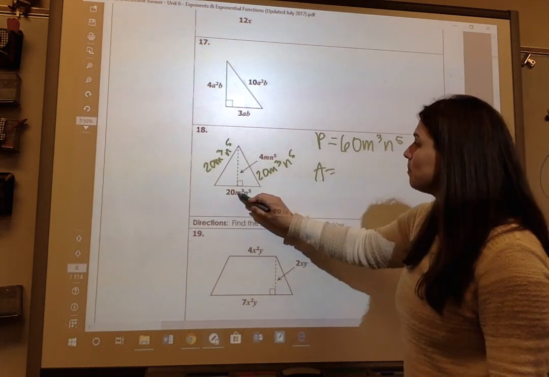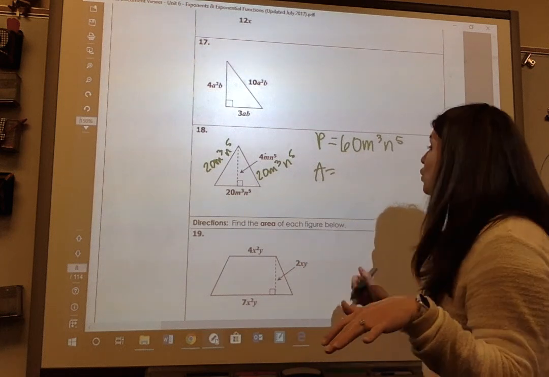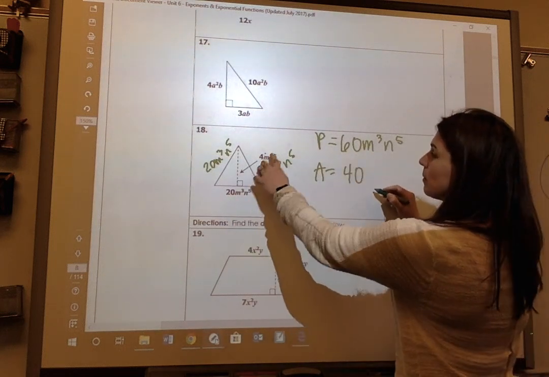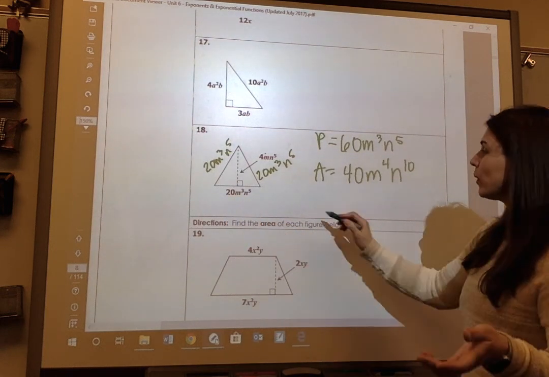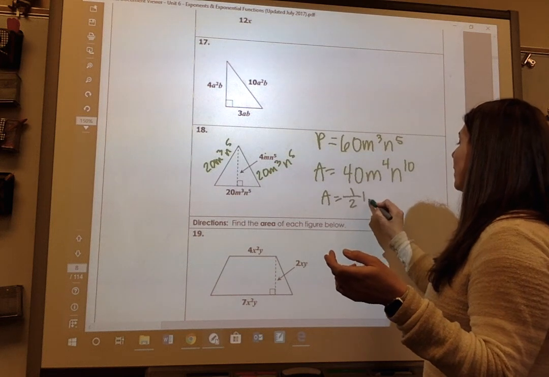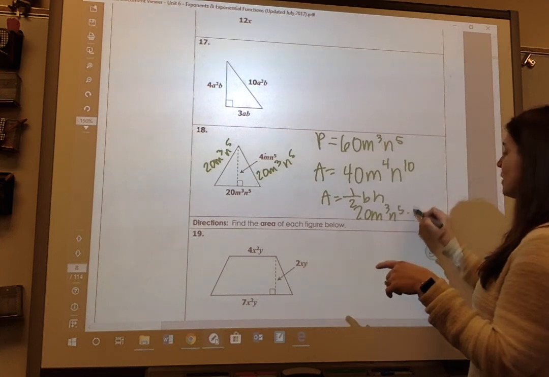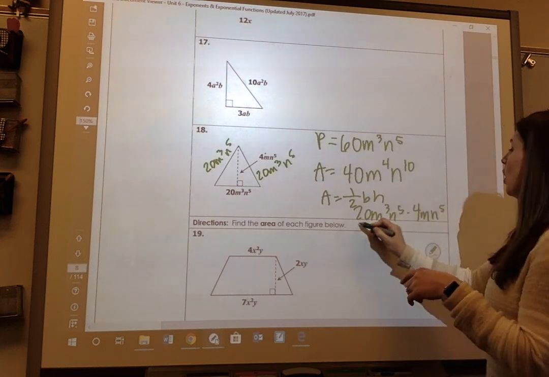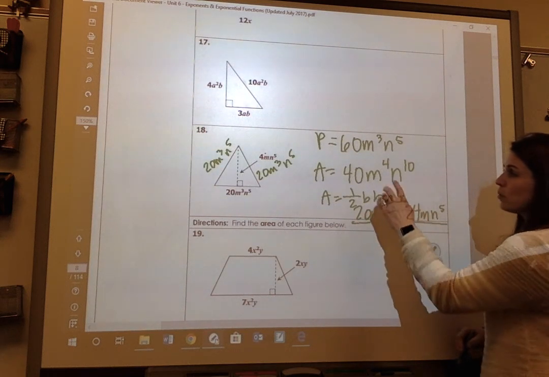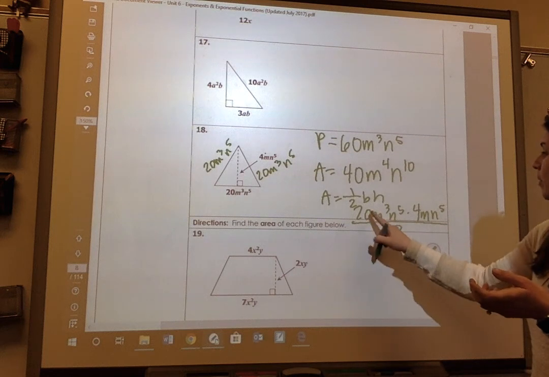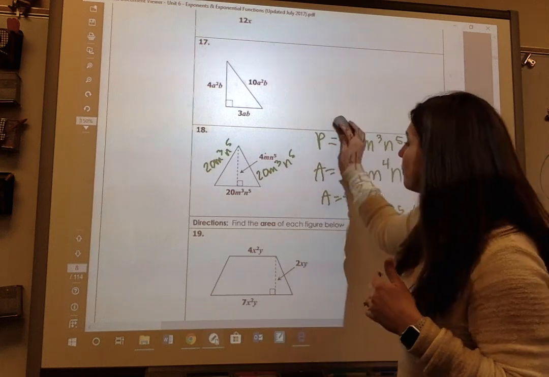And my area is base times height, so 20 times 4 is 80, but then I divide it by 2, which is 40, and my exponents add. So I get m to the 4th, n to the 10th. So really, if my formula is 1/2 base times height, notice it's 20m cubed n to the 5th times 4m n to the 5th, all divided by 2. It's base times height divided by 2. So that's why I could do that quickly. Because 20 times 4 is 80, divided by 2 is 40, and then my exponents just add here.